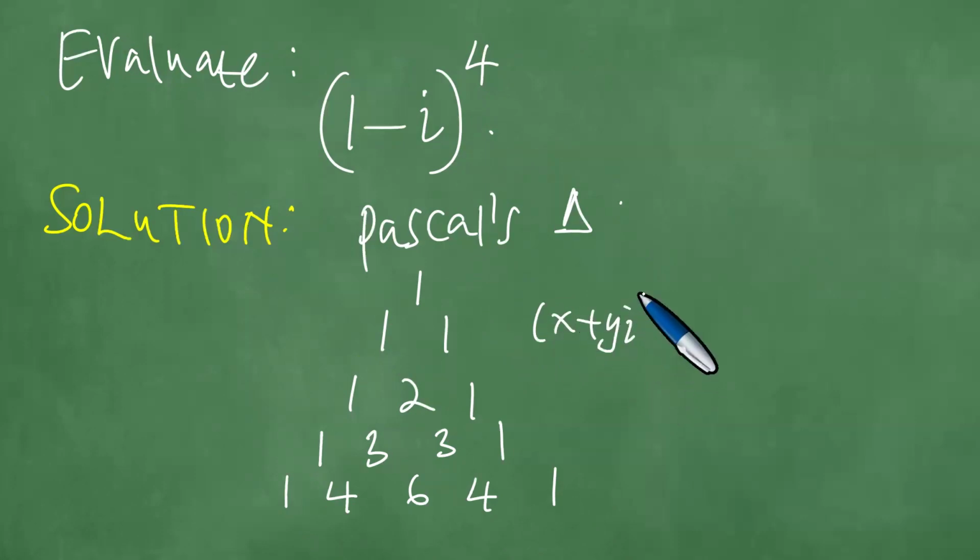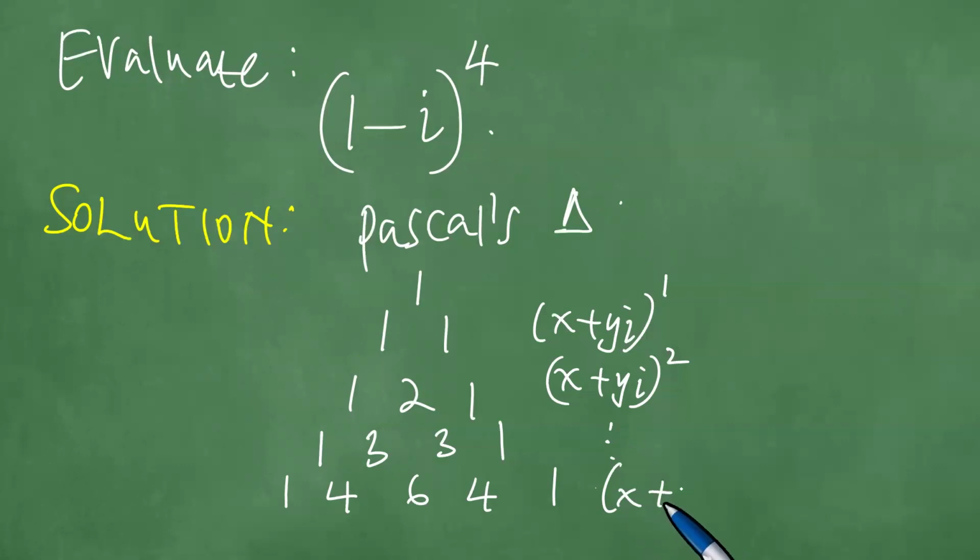with the expansion of x plus yi to the first power, and these will be the coefficients, and this one is going to be the square. This is going to be the cube, and this is going to be the fourth power. So x plus yi to the fourth power. Let's evaluate this one, where the binomial coefficients will be 1, 4, 6, 4, 1, just as an example. We can do cubes, squares and higher powers. So let us do 1 minus i to the fourth power.